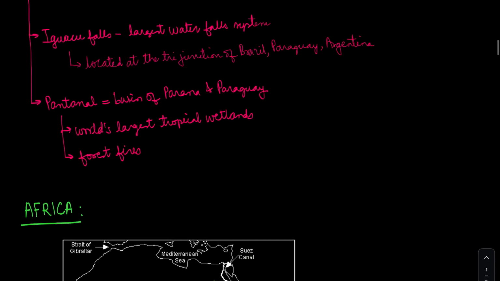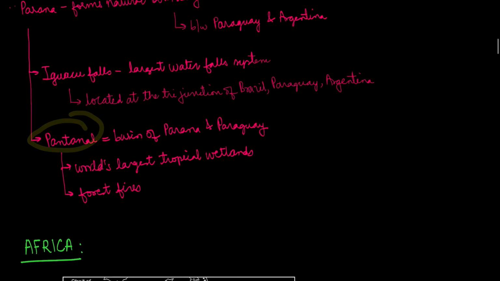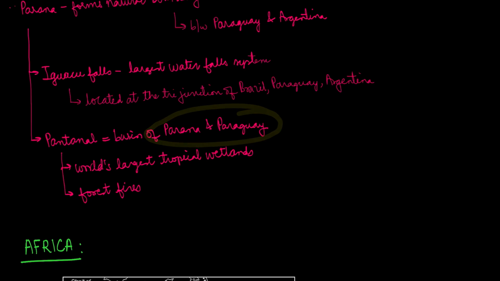So the Pantanal. Basically, it is not a river. It is a basin of the Parana and Paraguay rivers. It is the world's largest tropical wetland, and it was recently in the news because of the forest fires.